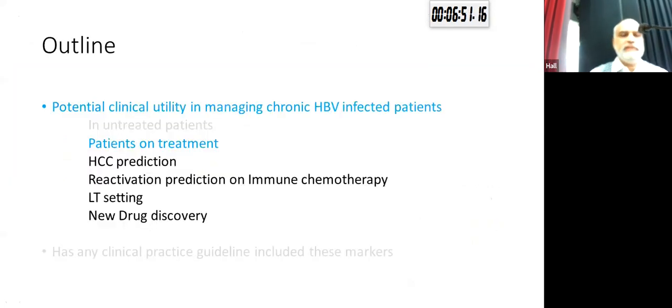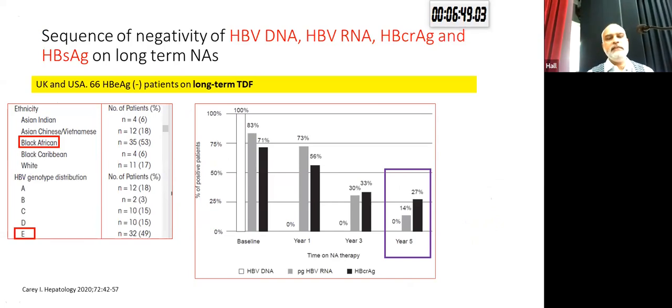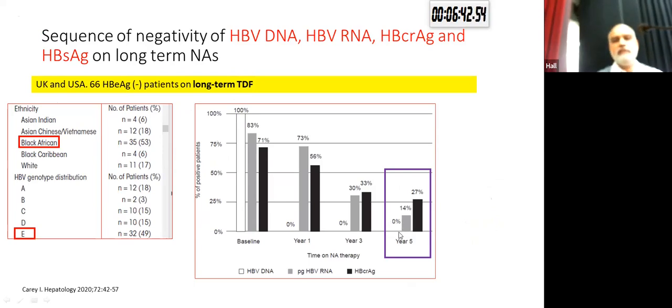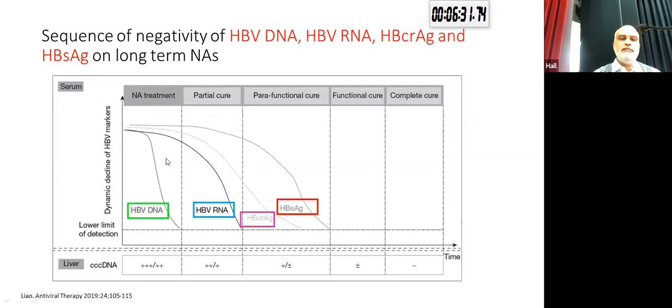So what happens to patients on treatment? As we can see from this study, by year 5, none of the patients were having positive DNA, 14% were having positive pregenomic RNA, and 27% positive core-related antigen. So in effect, it means that the first marker to go is HBV DNA, then HBV RNA goes, then core-related antigen, and lastly, HBs antigen is going to go away.